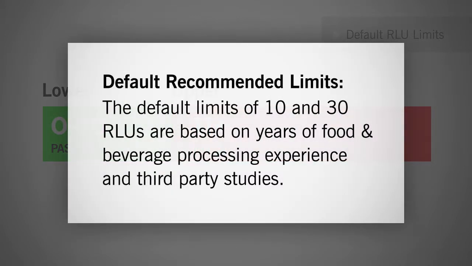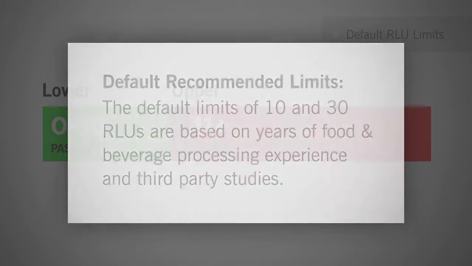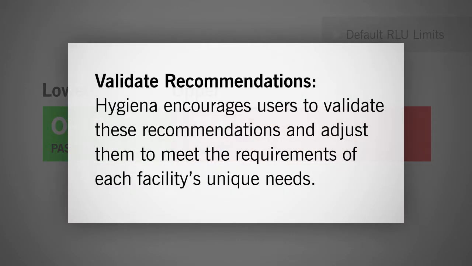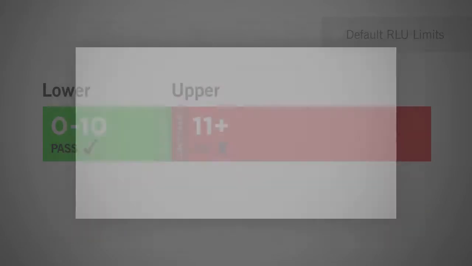The default limits of 10 and 30 RLUs are based on years of food and beverage processing experience and third-party studies. For more information, the ATP Thresholds technical document is available at hygiena.com. Download this document for your records or HACCP documentation. Hygiena encourages users to validate these recommendations and adjust them to meet the requirements of each facility's unique needs.